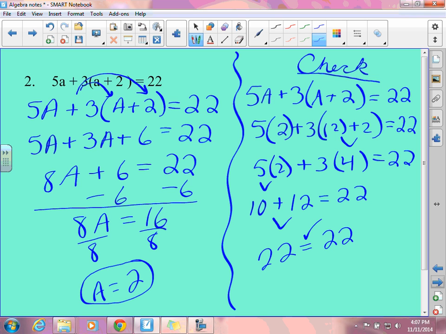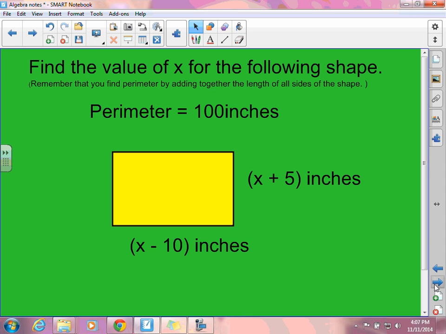Okay. All right, we're going to go on to the last problem, and now we're going to start with some application of this. You're going to notice you're going to have problems like this in your homework. It's going to be find the value of x of the following shape. Now remember that you find perimeter by adding together the length of all the sides of the shape. So if there's a triangle, you add up all 3 sides. If it's a rectangle, you're going to notice that there are 4 sides.